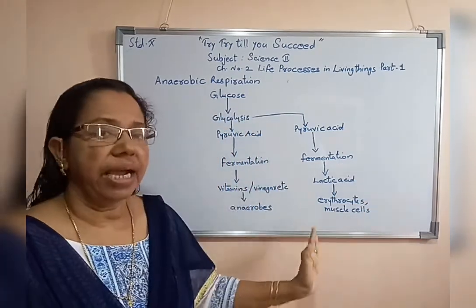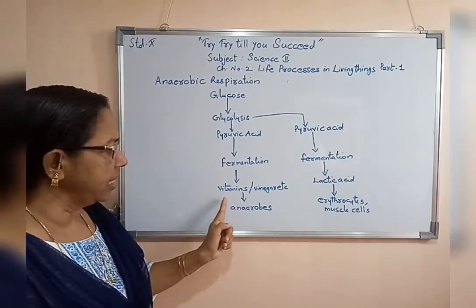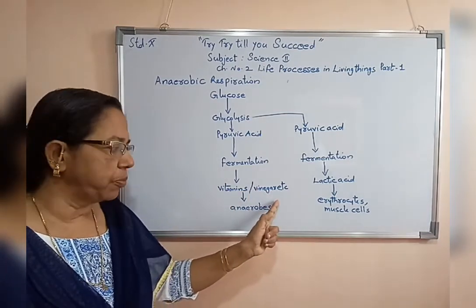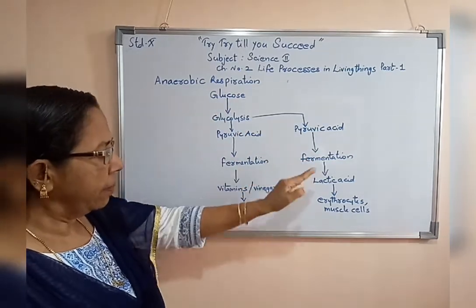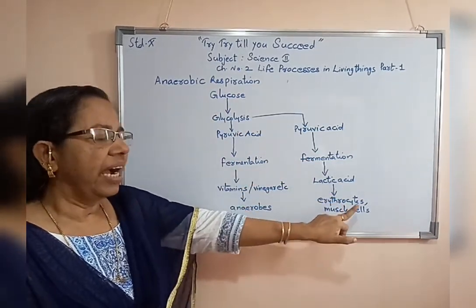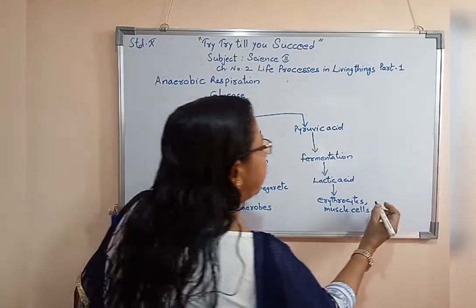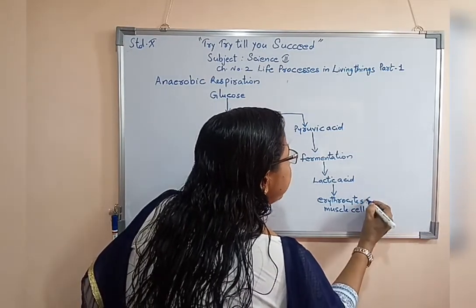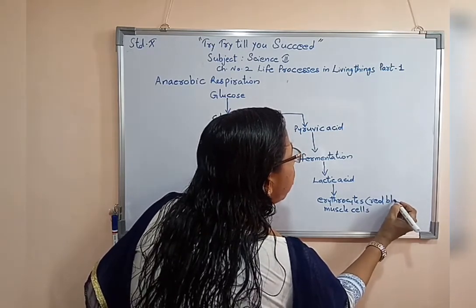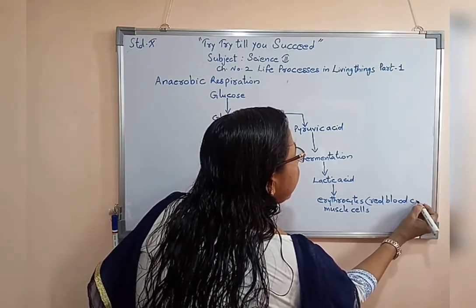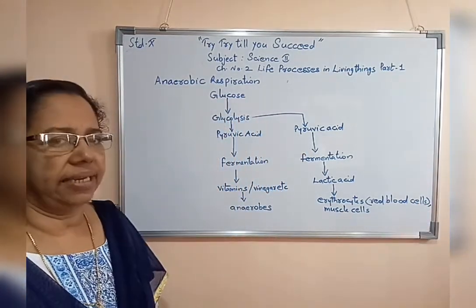In higher group of animals. So here we can say the same process is taking place, but after fermentation the products, vitamins as well as vinegars, are produced by anaerobes. The same process we can see up till fermentation, but here the product is produced by the higher group of animals in their erythrocytes. Erythrocytes means red blood cells, or we can say red blood corpuscles. So here I am writing now red blood cells as well as muscle cells.